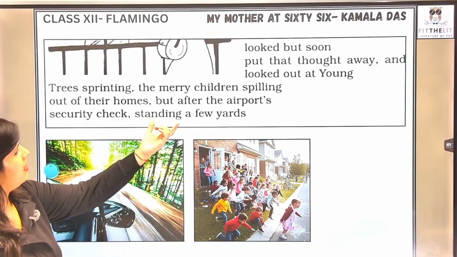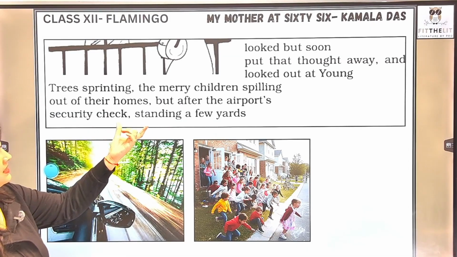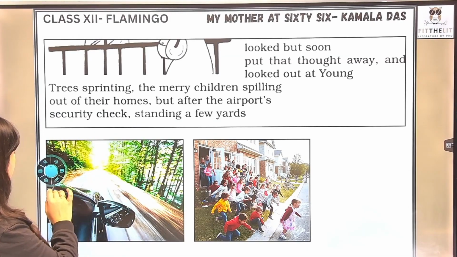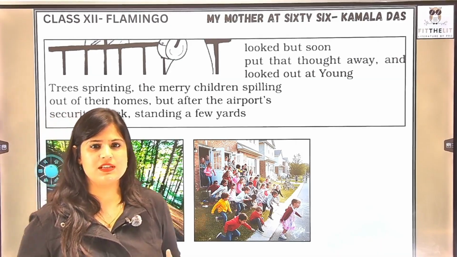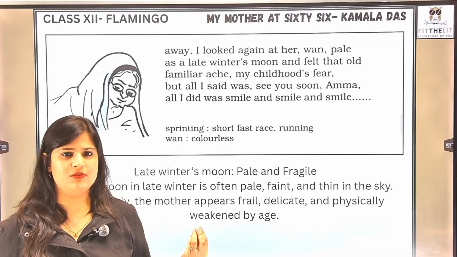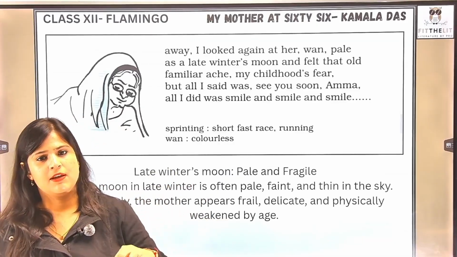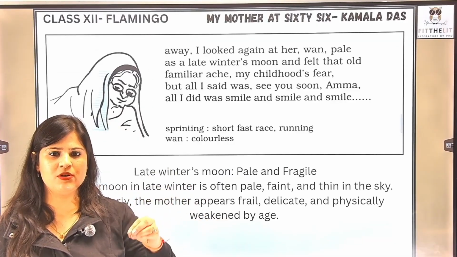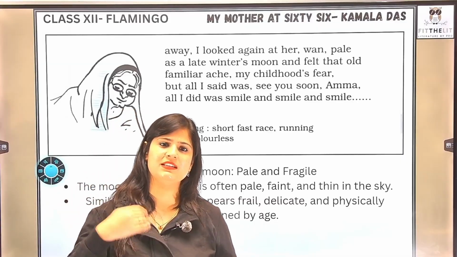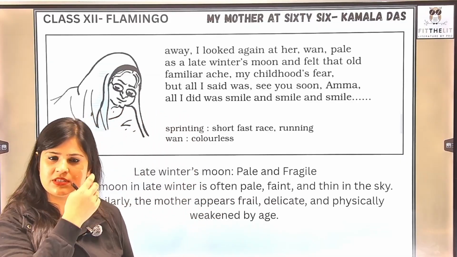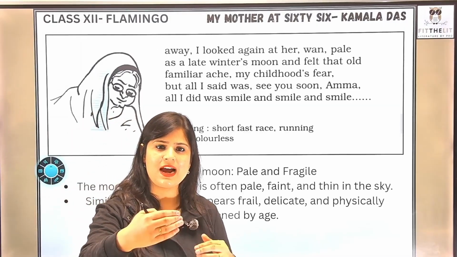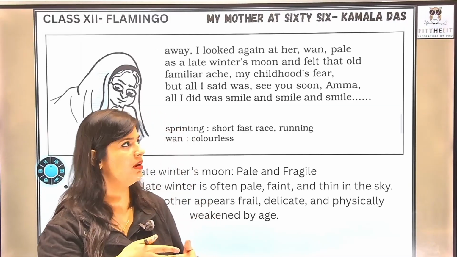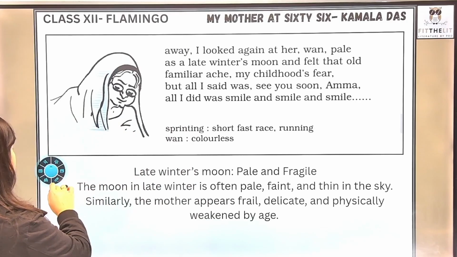But she says, but after the airport security check, standing a few yards, again, the thought process जो start हुआ था negative, वो उसने positive कर लिया, right? But after the airport security check, as I said कि वो कहाँ जा रही थी? कोचिन airport. तो security check के बाद क्या हुआ? Again, she is standing at a distance from her mother, right?